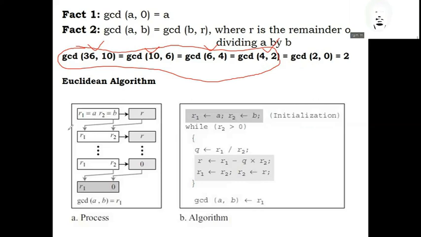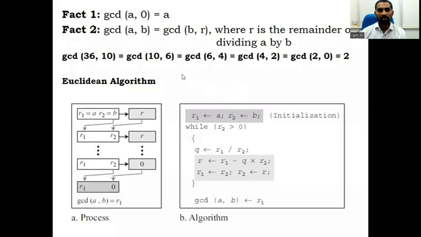The entire process is depicted in this diagram, and the algorithm, Euclidean algorithm, is this one. This is the initialization we do: R1 equal to A and R2 equal to B. So this is how we are going to find GCD when given two large numbers, by applying the Euclidean theorem.